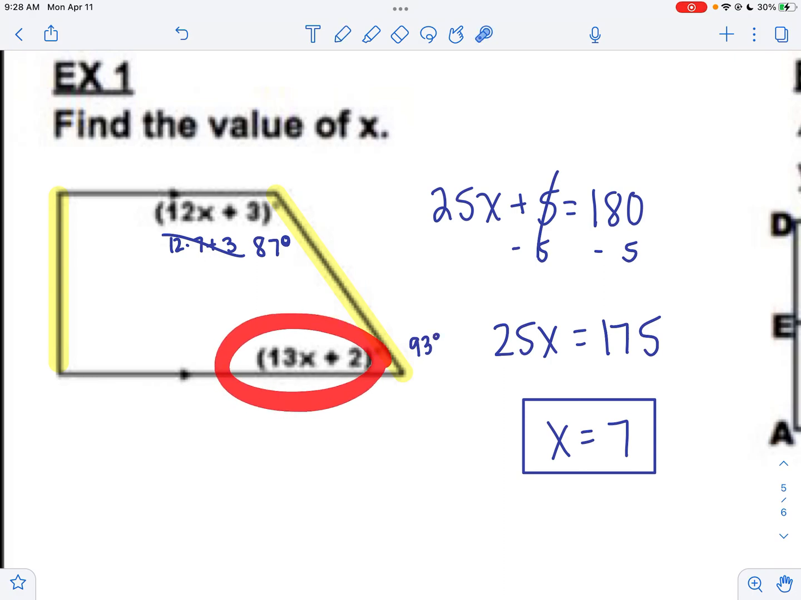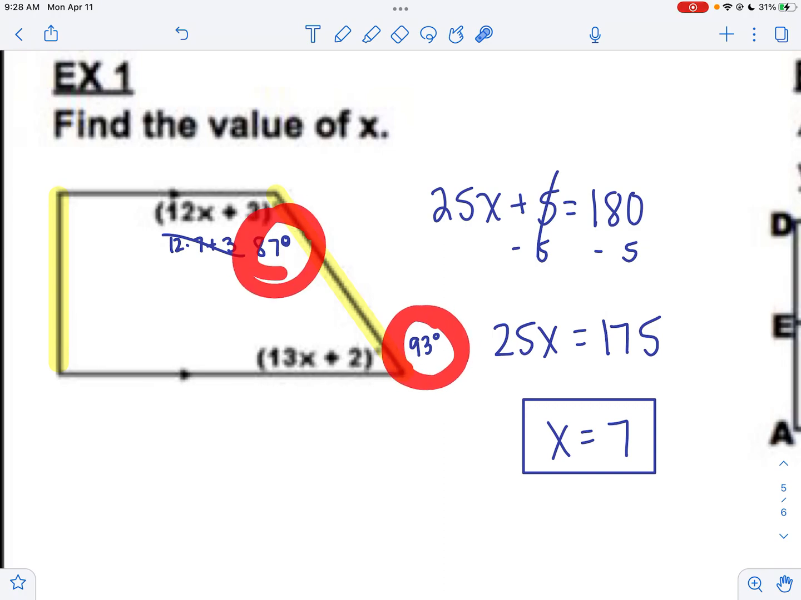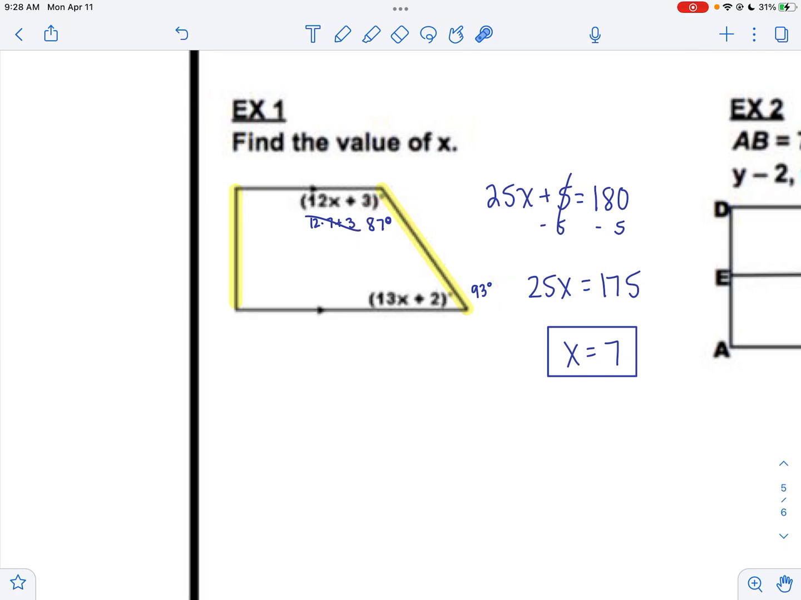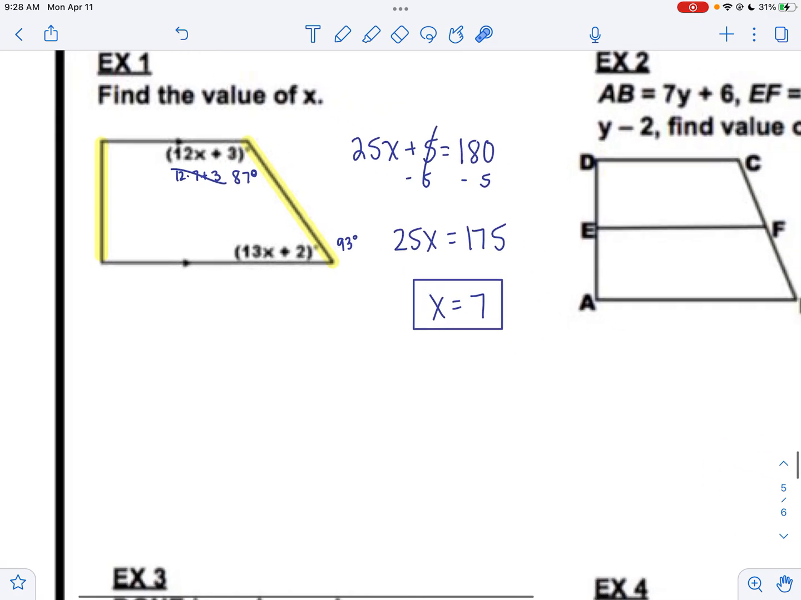I'm going to give you a minute. Go to the calculator and do 13 times 7 plus 2. If we're right, then we should get 93, because these should be supplementary. They should add up to 180. If you check it, it does actually work out. So 87 and 93. Now, if it were isosceles, we would know this other side, but we don't, so there's not much to do with it.